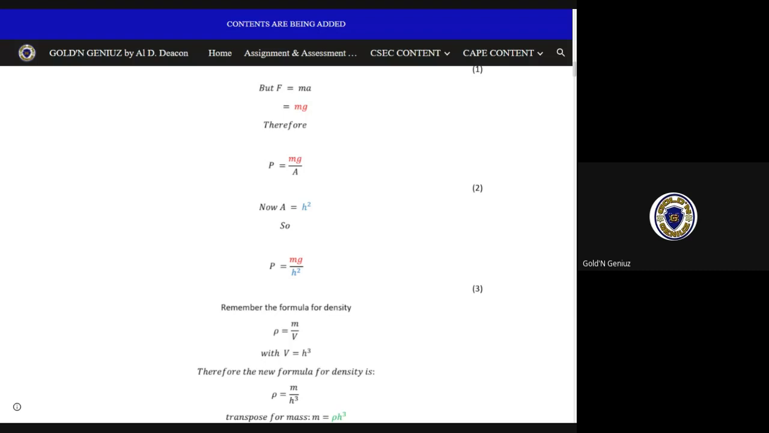I can make the long side of the rectangular box the height. I can also make the short side the height. So basically, it's height times height. And I can get the area.